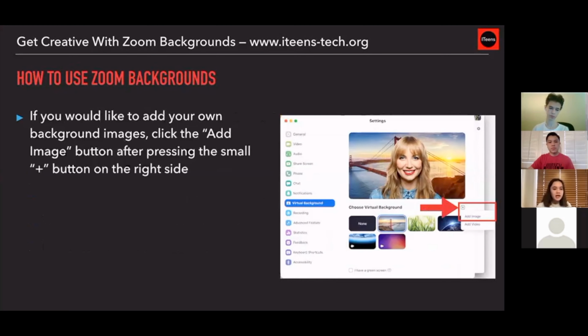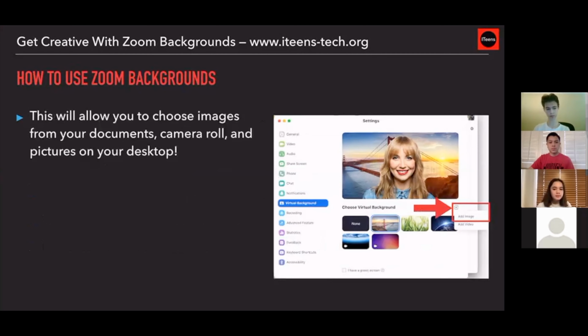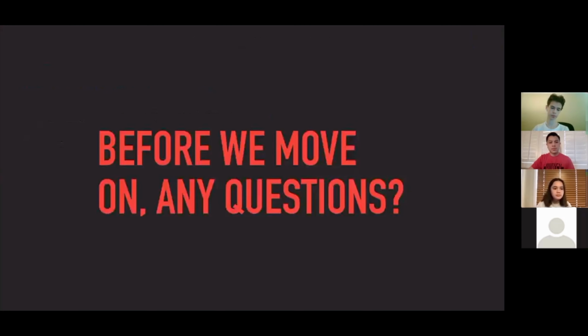If you would like to add your own background images, click the Add Image button after pressing the small plus button on the right side. This will allow you to choose images from your documents, camera roll, and pictures on your desktop. Before we move on, are there any questions?